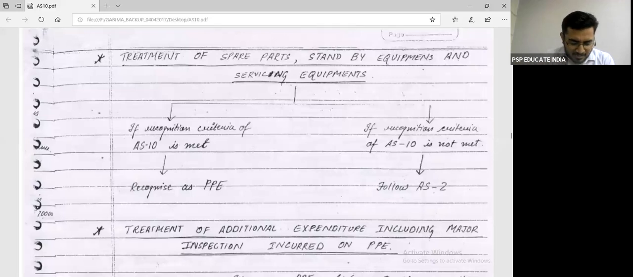If it satisfies the recognition criteria of AS-10, then you will recognize it as property, plant and equipment. However, if it does not satisfy the recognition criteria of AS-10, you will not recognize it as property, plant and equipment. You will treat it as per accounting standard 2. Right? So a similar point is given over here as well. Come to the next point.